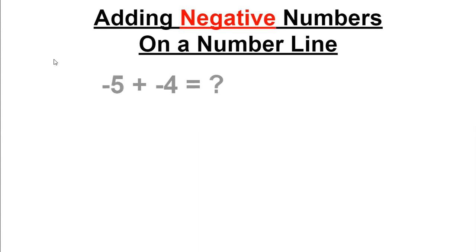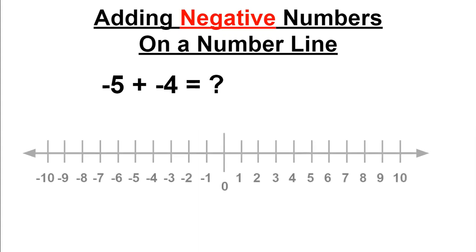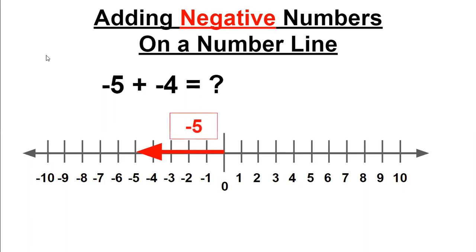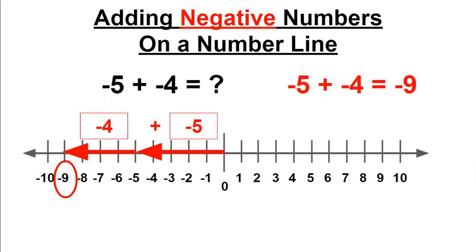Let's try another one. Negative 5 plus negative 4. There's our number line. Which direction are we going to be going? Exactly, we're going left, the negative direction. So negative 5 plus negative 4 more. Exactly, we are now on negative 9. So negative 5 plus negative 4 equals negative 9.